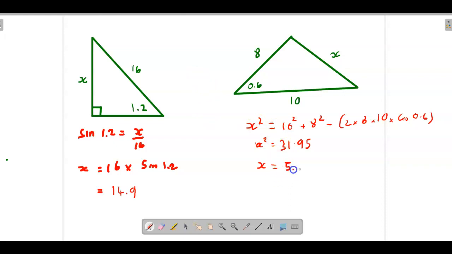So that's just simply a quick recap of using our trigonometry rules for right angle and non-right angle triangles using radian measure.